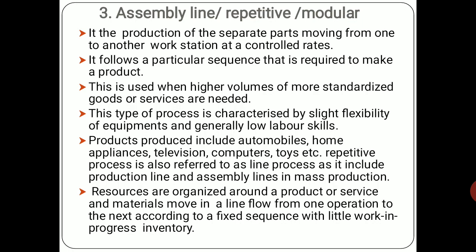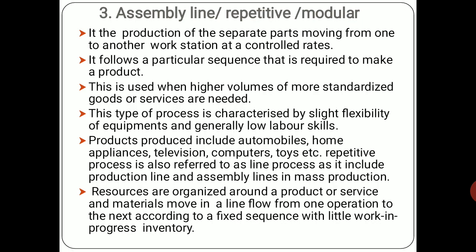Products produced include automobiles. Now what type of products generally come up here? Before that, this type of process is characterized by slight flexibility in the equipments and generally low labor skills. You don't need the skilled labor here. You don't need a very flexible way of process, which was basically required in job shop and maybe to an extent in the batch process, right? Here you can have a slight flexibility of the equipments and you can carry out the process very easily, right? And because it's just the assembling of the parts, just getting it together in the form of a product, you don't need skilled labor also. So low skill labor is required.